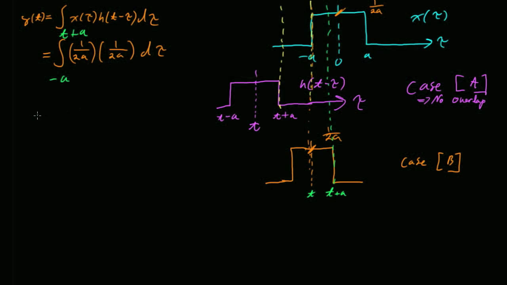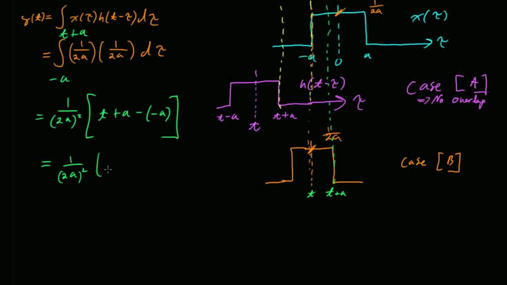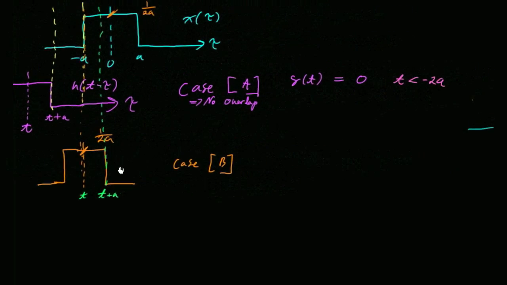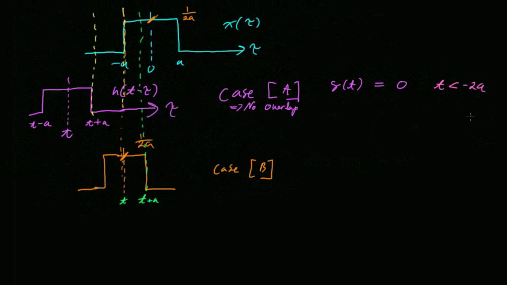So that becomes 1 over 2a squared, which is a constant. And then I've got the integral of 1, which is just t. Sub in the limits of integration. I have t plus a minus minus a, which gives me t plus 2a. So here's my case B. y of t equals 1 over 2a squared times t plus 2a.